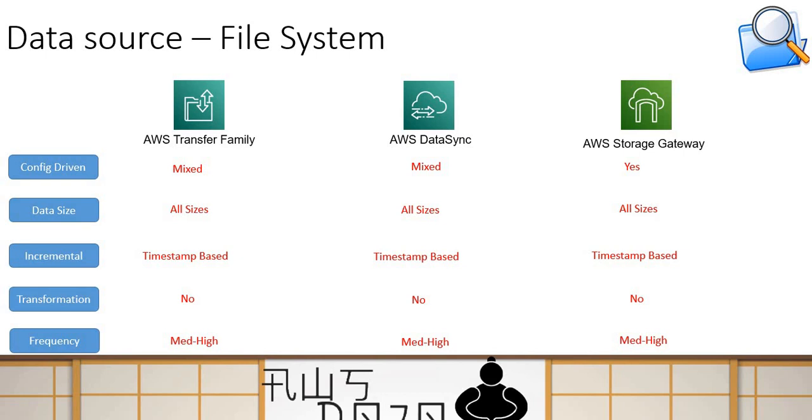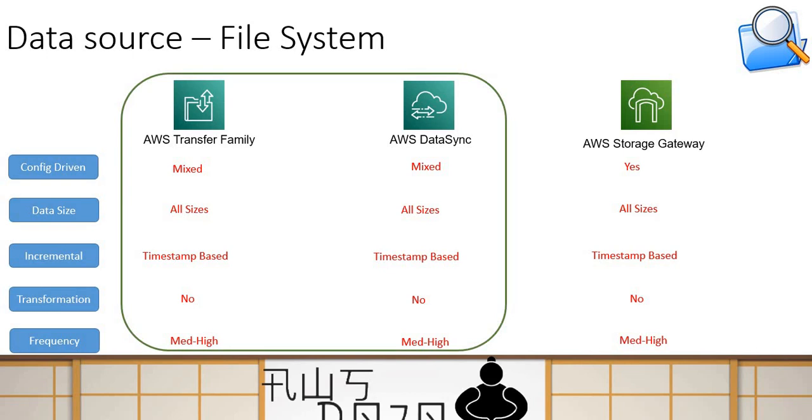But if you ask me my choice, which one I would choose, I will choose either Transfer Family or DataSync, because AWS Storage Gateway is designed more for data backup. It's not designed for data ingestion. So in my opinion, you should be going for either DataSync or Transfer Family.